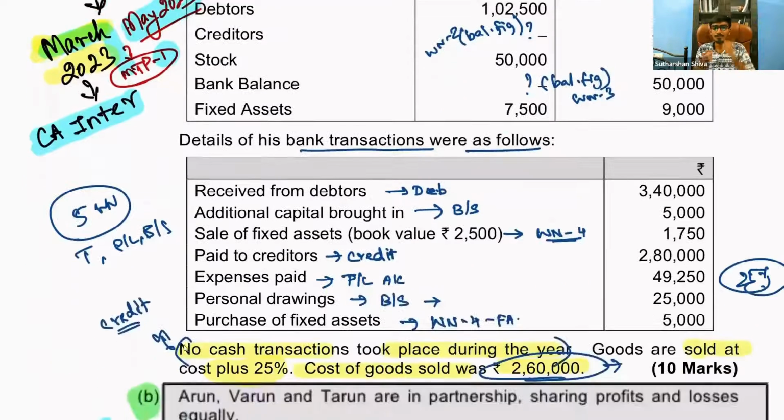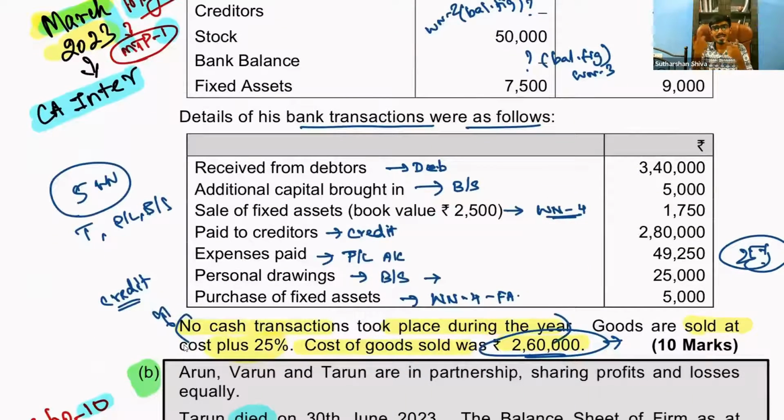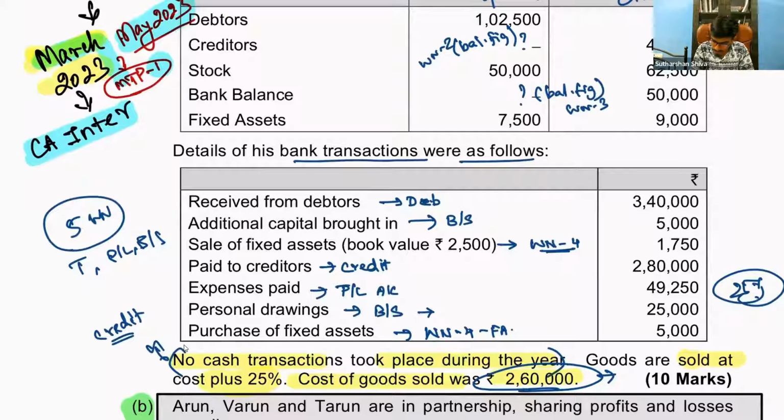Then, received from debtors. What is received from debtors? What will the entry be? I have received cash from debtors, so it will be bank to debtors, affecting the bank account and the debtors account. Here, the one key point I need to discuss is, if the question asks you to prepare the bank balance, all the entries will be like bank to debtors; additional capital brought in, bank to capital account; sale of fixed assets, bank to assets. Like that you need to prepare.